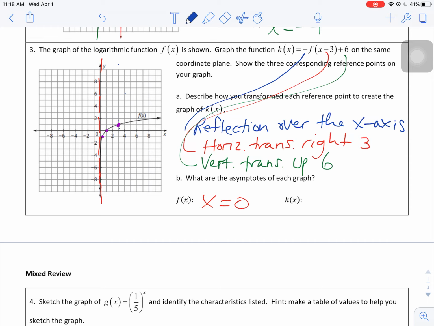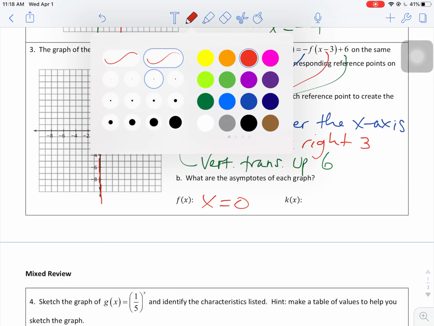So if we were going to do a reflection over the x-axis, then this point that I'm doing in blue, that would stay the same. But then this point would flip up here, and this point would flip down here. So then the graph would open the other direction, like it would turn upside down. It would reflect over the x-axis. So then we want to move those points right 3 and up 6. Okay, so those blue dots should go right 3 and up 6.